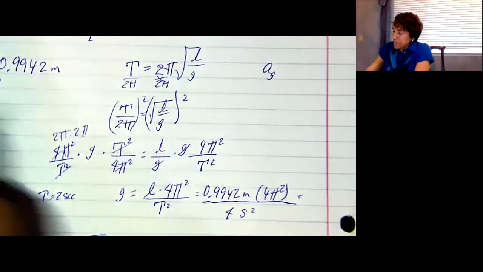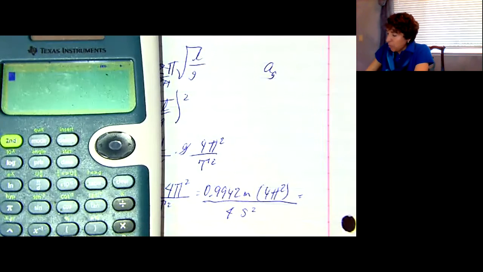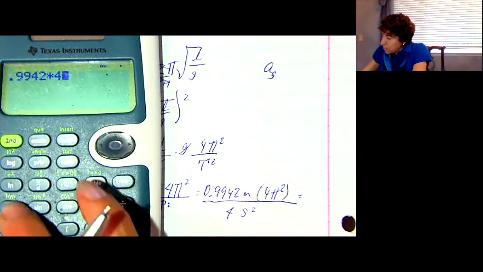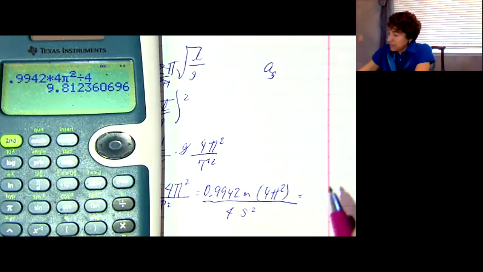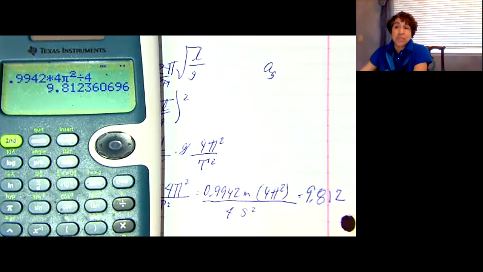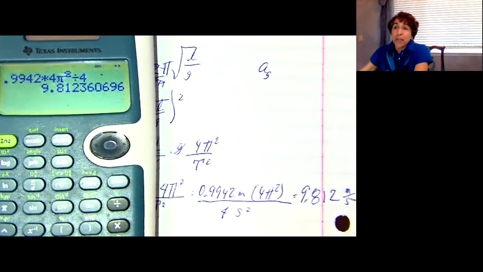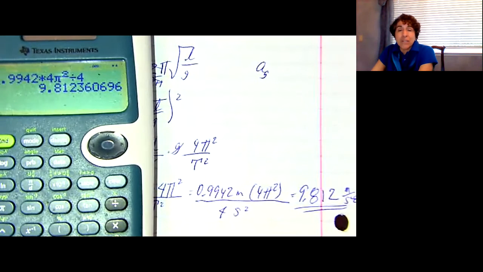Let's see what that is. 0.9942 times 4 pi squared, divided by 4. And what do I get? I get 9.81. Does that sound familiar? 9.812. Oh yeah, we had to give four significant figures: 9.81236, et cetera. So we got 9.812 meters per second squared. So there you have it for Cambridge.